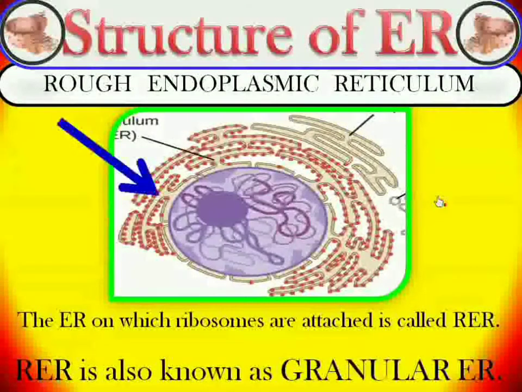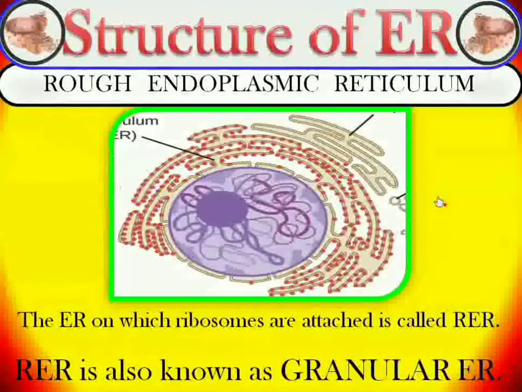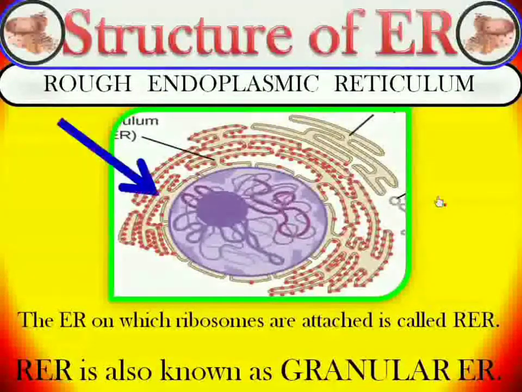This rough endoplasmic reticulum is also known as granular endoplasmic reticulum. So you see, rough endoplasmic reticulum has another name. It is nothing but granular endoplasmic reticulum. We can call it GER, granular endoplasmic reticulum.